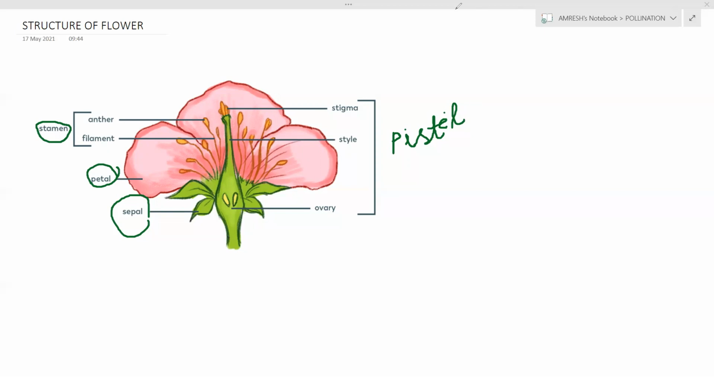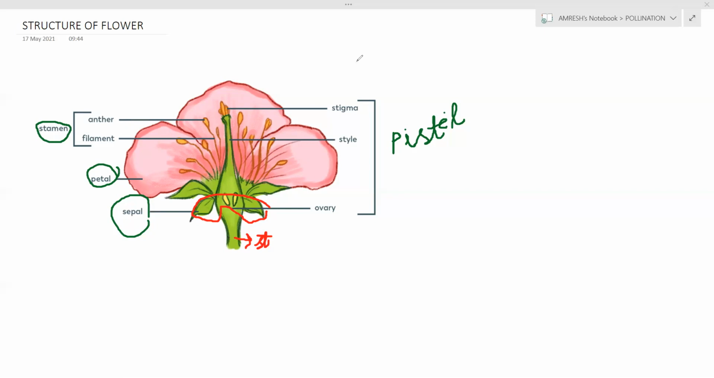So first you see sepal. Sepals are the green leafy structure present above the stalk. This is the stalk. Or you can say above the stalk we have the sepal. Green leafy structure. This is the sepal. I hope you all have seen this one.